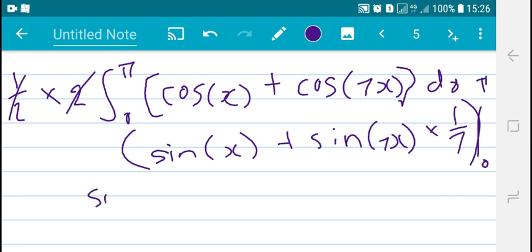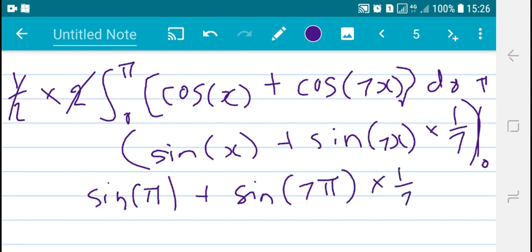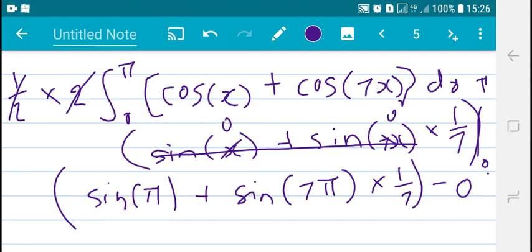And here just sine of pi plus sine of 7 pi times 1 over 7. And then we have to subtract 0. So if we substitute 0 here, this whole thing will be 0, right? So we need not include this term here. So what's the sine of pi? So the sine of pi should be negative 0. It's just 0, right? Then 7 pi, it's the same thing. It should be 0. So the whole integral is just 0 here.